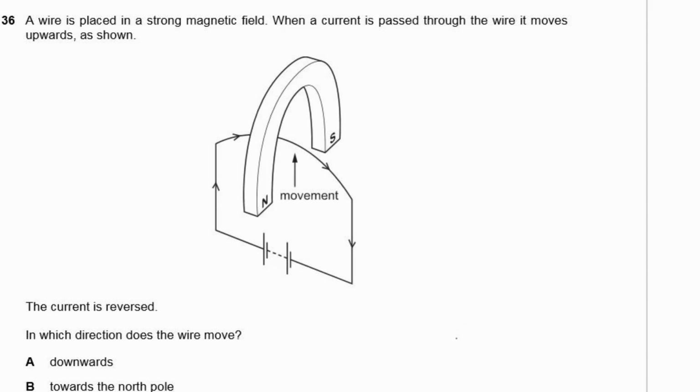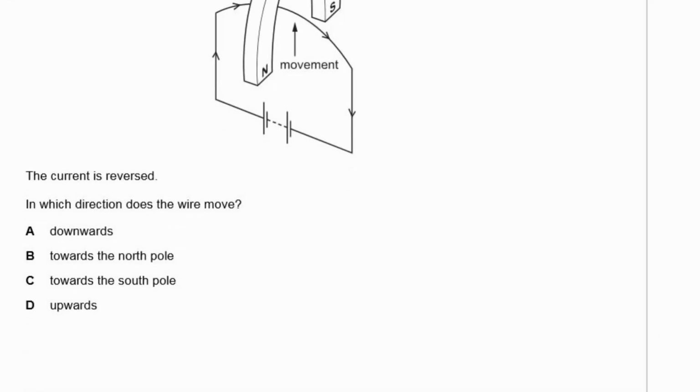36. A wire is placed in a strong magnetic field. When a current is passed through the wire, it moves upwards as shown. Right. The current is reversed. Which direction does the wire now move? The opposite is going to move downwards. So the answer is A. And the reason for that, of course, is because the magnetic field of the wire has been reversed, so it will make the opposite movement.